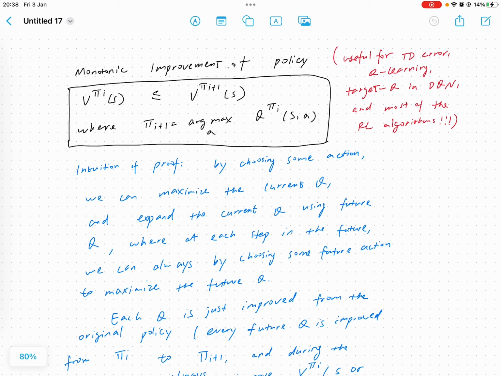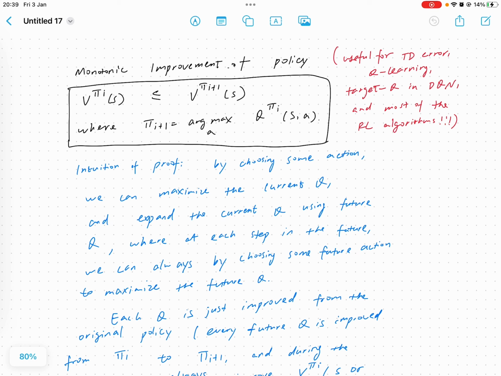Later you will see that this is also very useful in calculating the temporal difference errors, and even in the fundamentals of Q-learning and the base of the DQN, where we need to compute the target Q values in DQN. And we know that DQN is almost the fundamental of all the modern RL algorithms, right? So now we can see the importance of this mathematical result of this improvement of the policies.